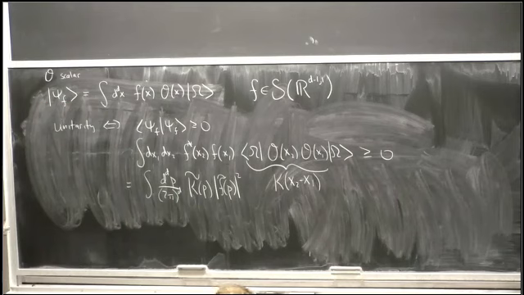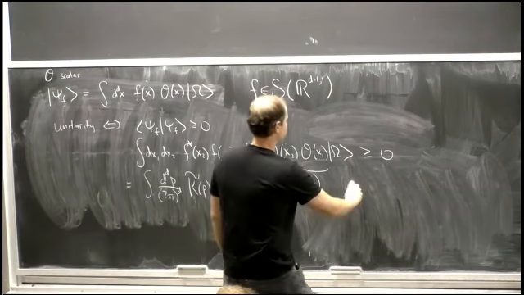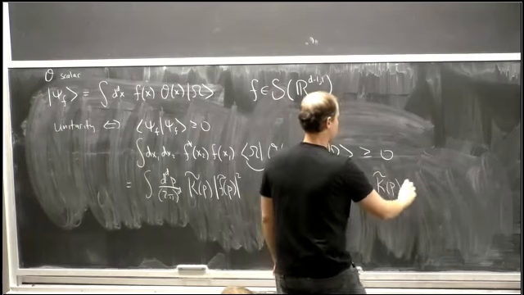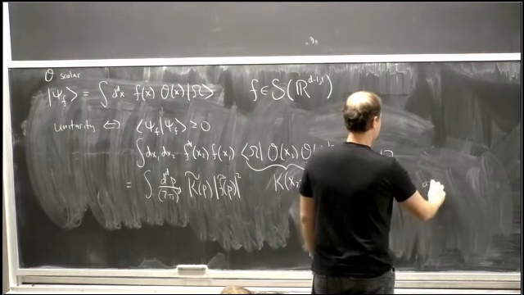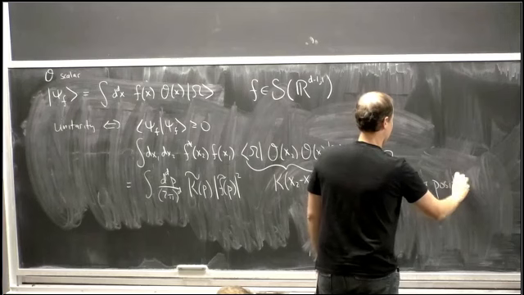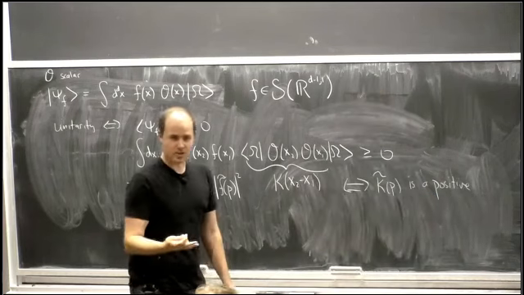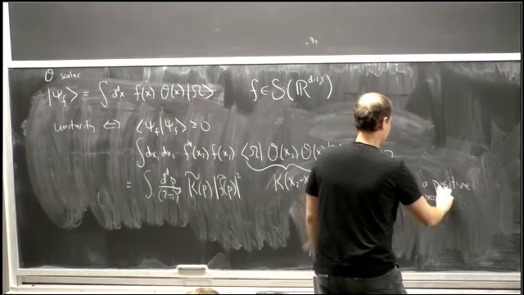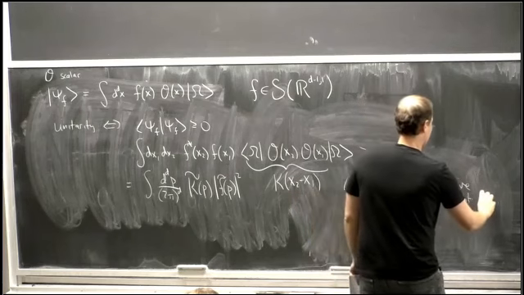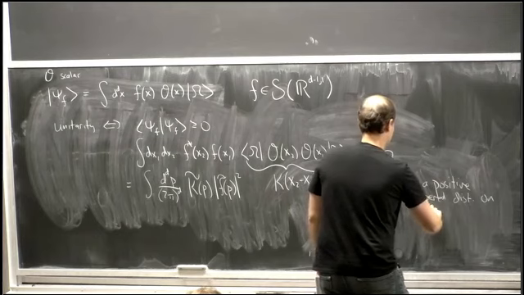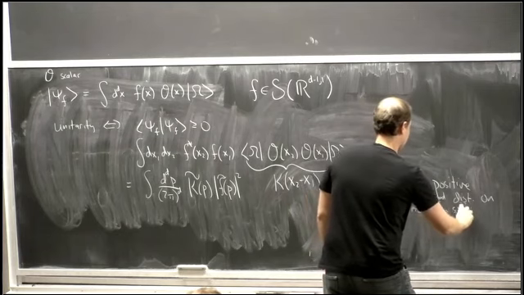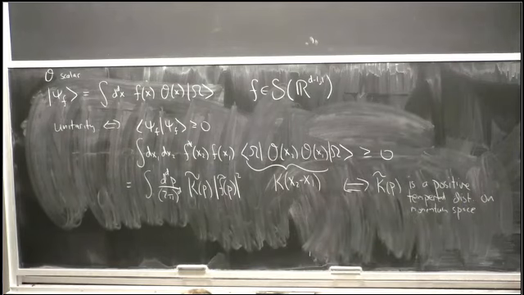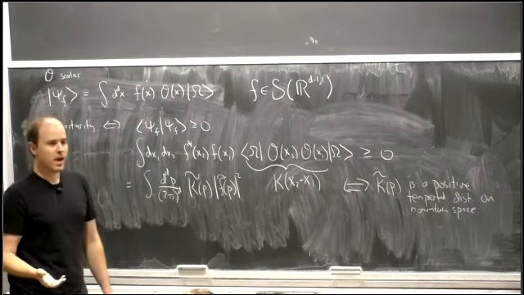You see now that unitarity is equivalent to the statement that k tilde of p is a positive function, but not really a function. It's a positive tempered distribution on momentum space. So all we need to do is compute the Fourier transform of the Wightman two-point function and check whether it's positive.